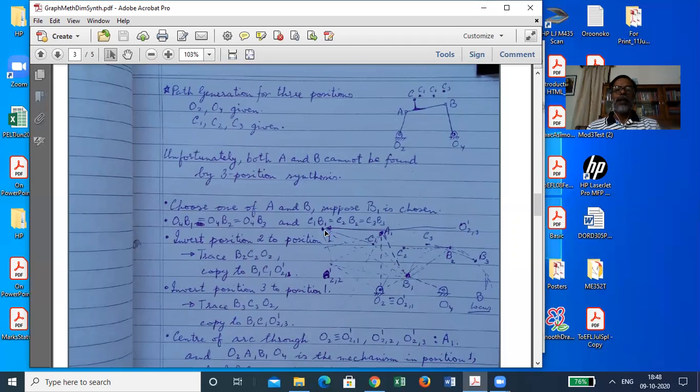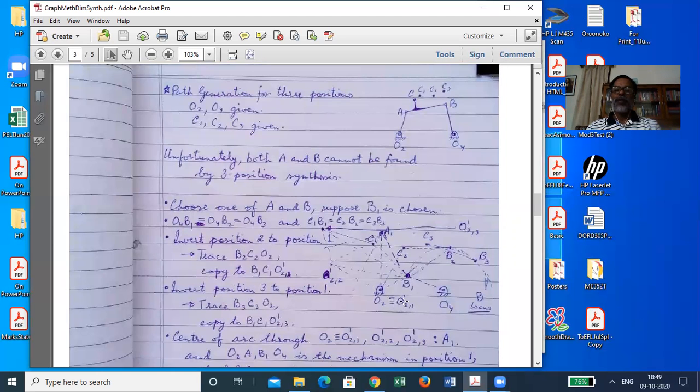And then you find three positions for O2, O2 original, which is basically O2, 1, 1. That is the position of O2 in the first position inverted to the first position itself. That means not moved. And the position of O2 in the second position when inverted to the first position. Position of O2 in the third inversion when inverted to the first position. And at the center of the circular arc passing through all three, A1 will lie.